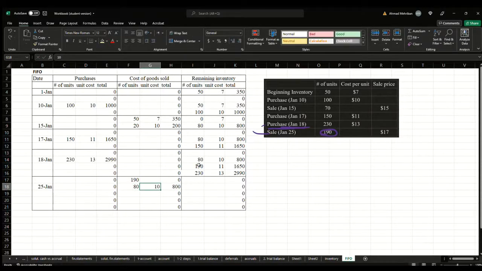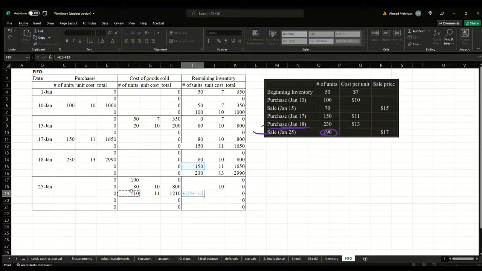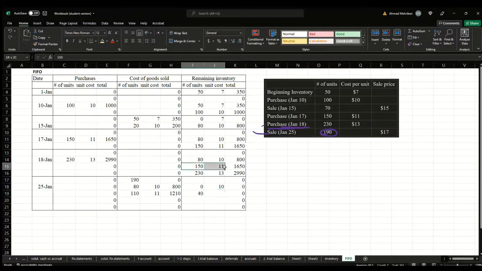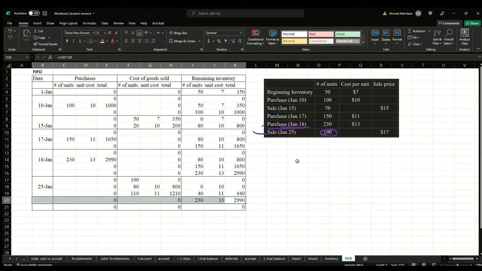So the remaining, if I have to copy it here, this one is no more. So this one is gone. Even if I multiply it by 10, it's gone. Now from 190 minus 80, we have left 110. The 110 I can take from this 150, which is $11 worth. So again, I can do this calculation where I deduct this one. So remaining from this line is 40 units, each costing 11, and 230 remains untouched from the final lot, and this is my ending balance.